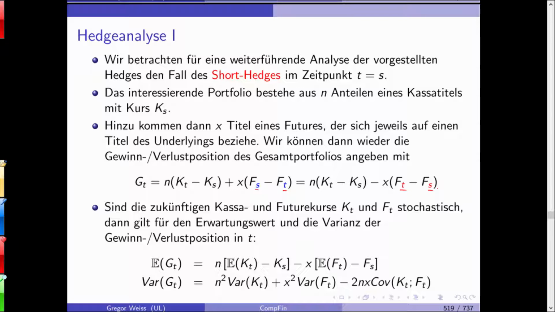Now, if the future spot and future prices are stochastic, you can estimate and calculate the expected profit and loss and the variance of the profit and loss. And this is given by N times the expected future spot price minus the currently observable spot price, minus X times the future price minus the current future price. And the variance is given by this.